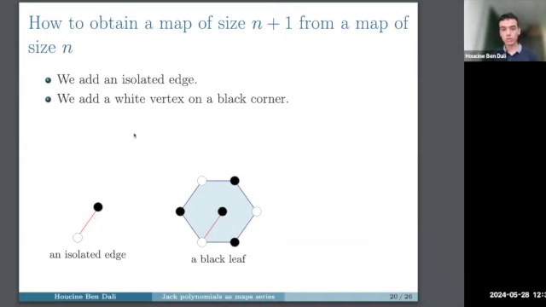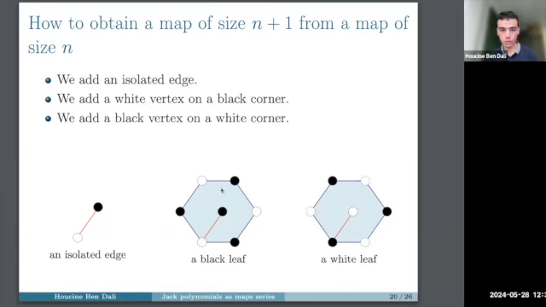The second way is to add a leaf. Okay, so in this case, we add a white vertex on a black corner. So this corresponds to this picture. We choose a black corner of the map and we attach to it a white vertex. We can do the opposite. We add a black leaf, or a black vertex on a white corner. So this is the second picture. So these are the three ways to add an edge using new vertices.